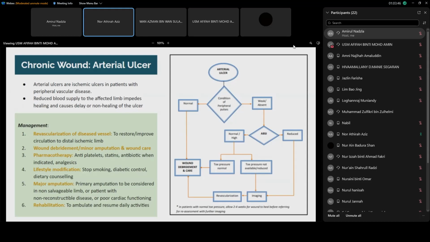Same also in weak or absent pulses. When we've done the ABPI, when it's reduced, we proceed with imaging. And if it's confirmed no pulse, we proceed with revascularization. Okay, next.